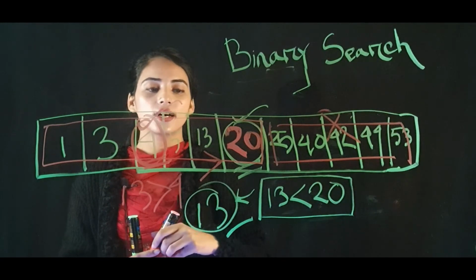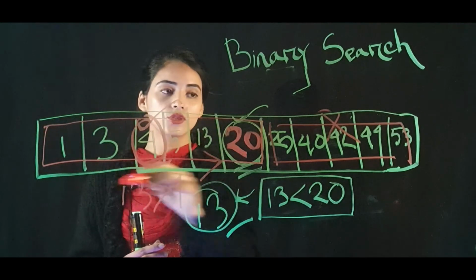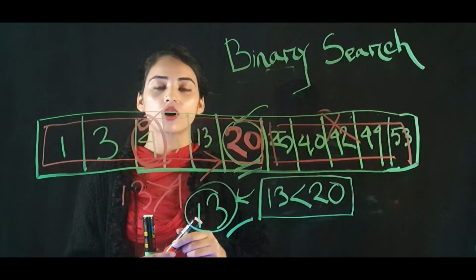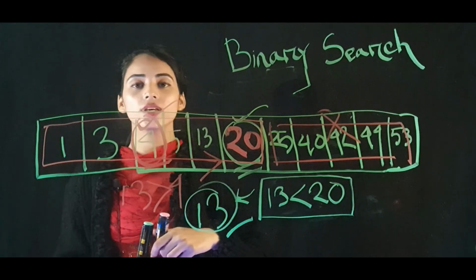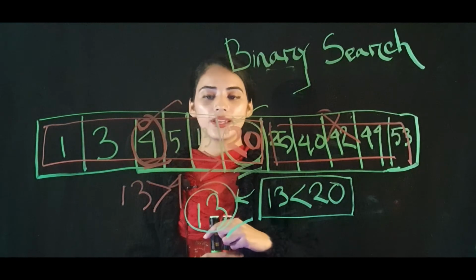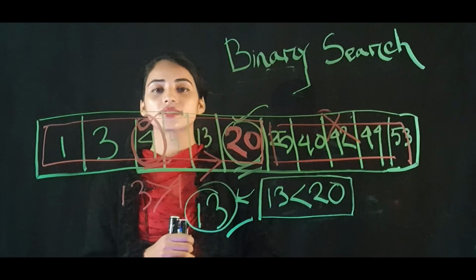In this procedure, you either find the value 13 in the array, or you can also not find the value 13 in the array. And in this way, the searching algorithm ends. But now the question is, how fast is this binary search algorithm?